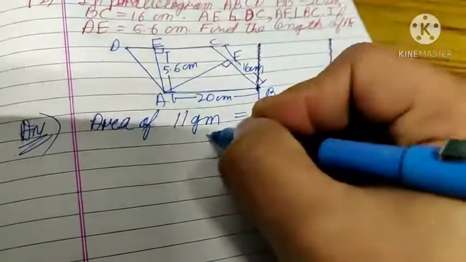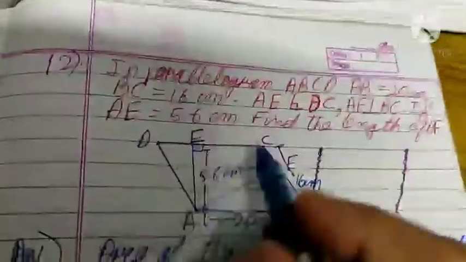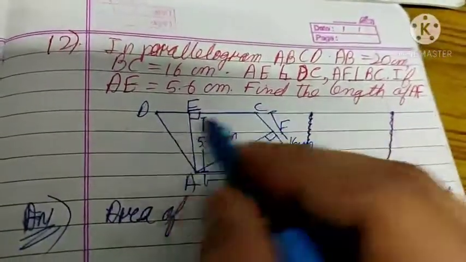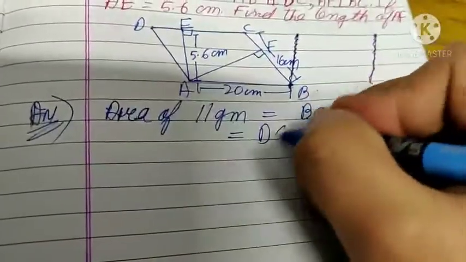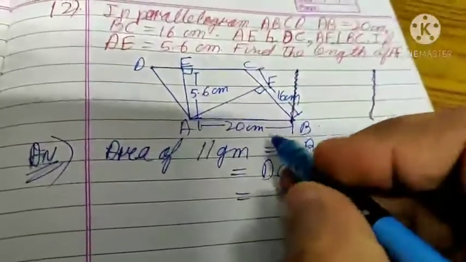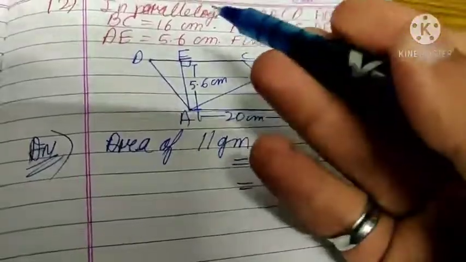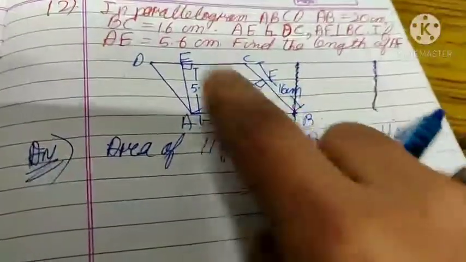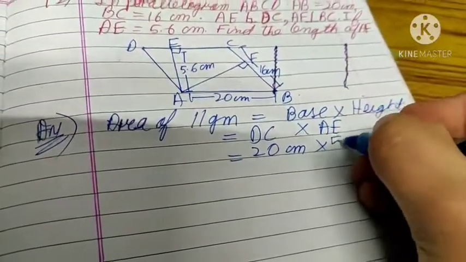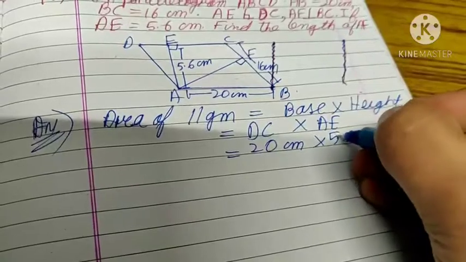Okay, here the base is DC. Look, if this is the base, then this is the height. What is the length of DC? DC into AE. Here, look, AB is 20, then DC will also be 20. Why? Opposite sides of a parallelogram are equal. If this is 20, then DC will also be 20 centimeter, and this is 5.6 centimeter.